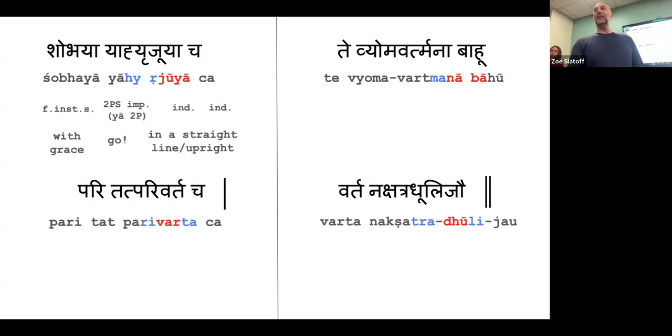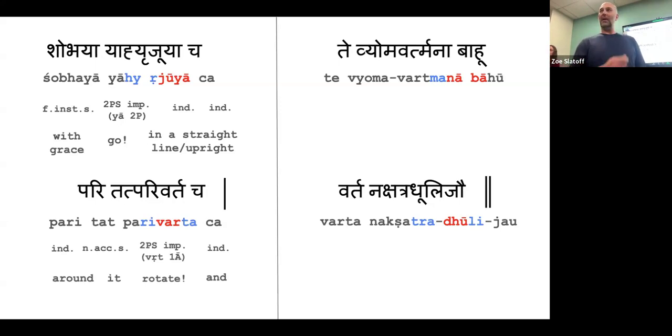Story continues. Some instruction is given, saying, go with grace in a straight line. I love that Sanskrit has a word for in a straight line or upright, rijuya. And rotate, parivarta, rotate around it. Around what? Around the white hole, one's center.